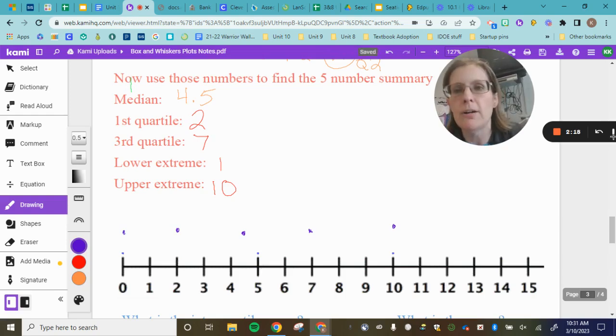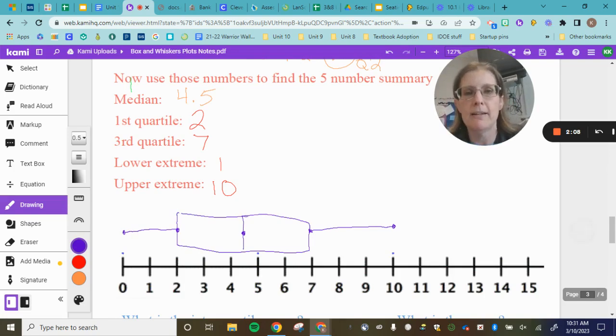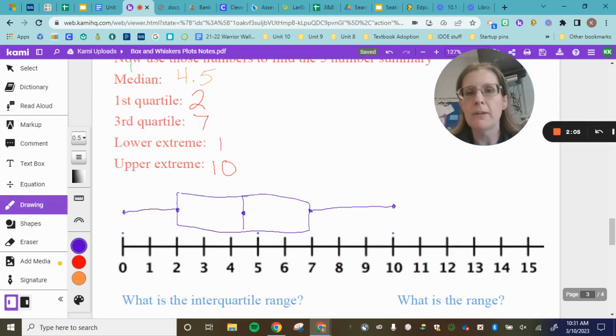Then we draw the whiskers on the outside 2 dots. And then the middle is where the box goes. I know that's not the most beautiful thing, but that is the box and whiskers plot. Now please answer those next 2 questions and check them with the Edpuzzle video.